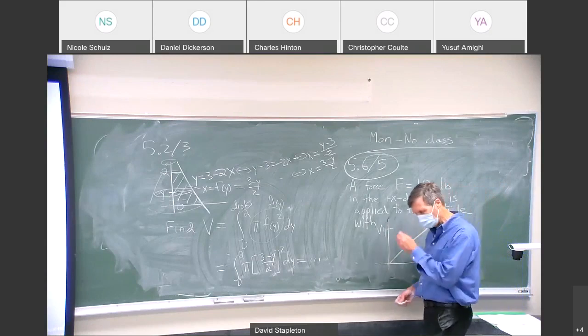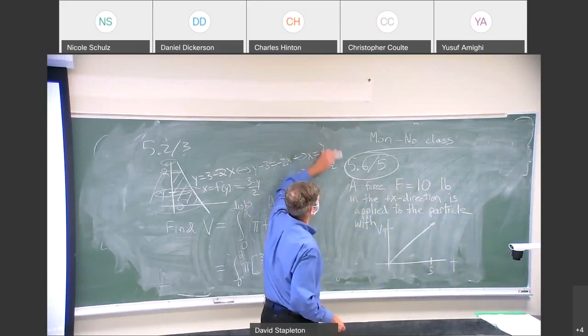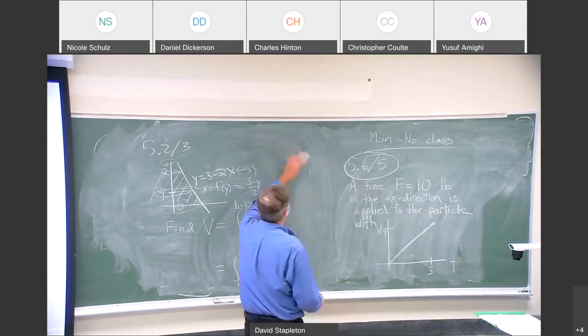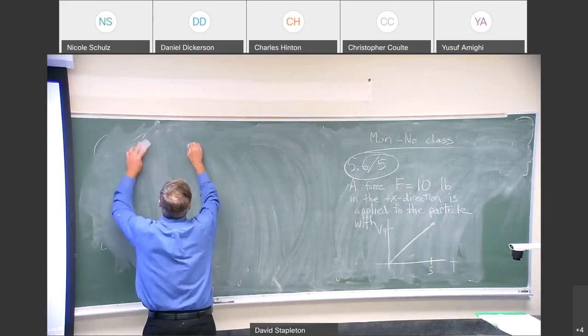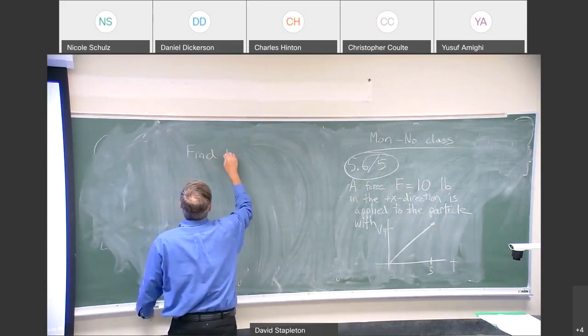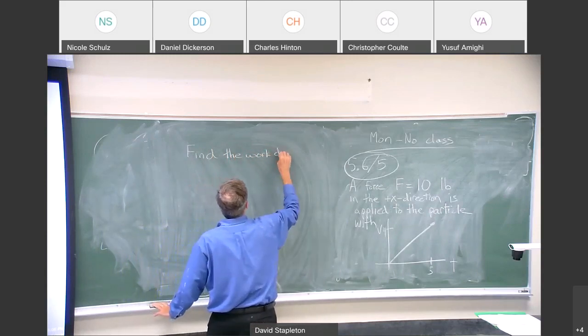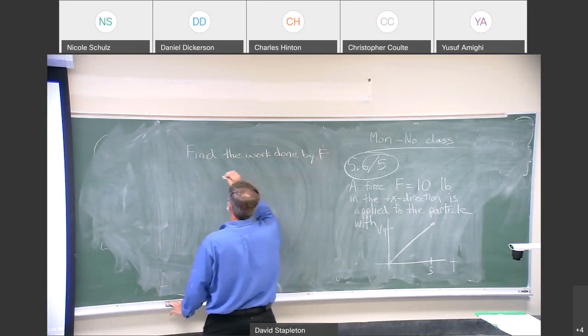This is good because we mentioned we could do this one, but we really didn't do one quite like this. This is a little bit like the wagon problem. I guess it's pretty good. I like it. Find the work done by this force along the given path.